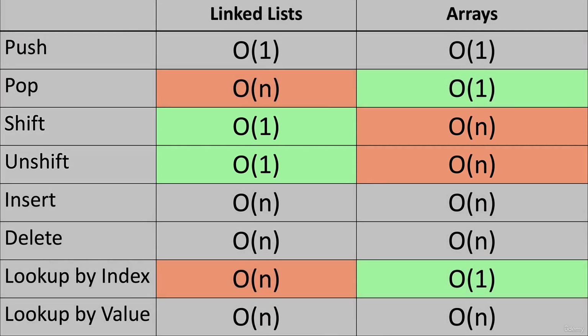So I will include this table as a PDF, as an attachment, so you can download this if you want to be able to have this as a reference. And that is our overview of linked list, Big O.